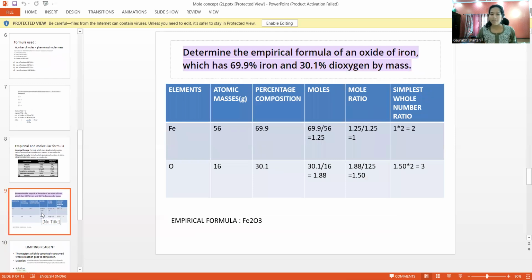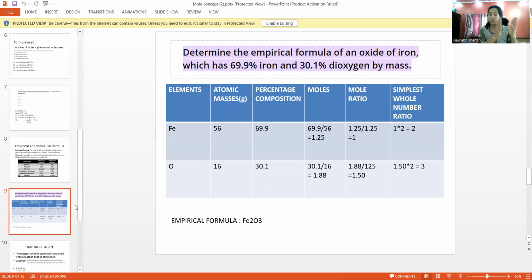Now, I have explained this particular topic with the help of a numerical, because I thought it would be better to understand this with the help of a question. So basically here, we have to calculate the empirical formula of an oxide of iron, and the percentage composition of the two elements, that is iron and dioxygen, is given to us. So we can calculate this question with the help of simple mathematics.